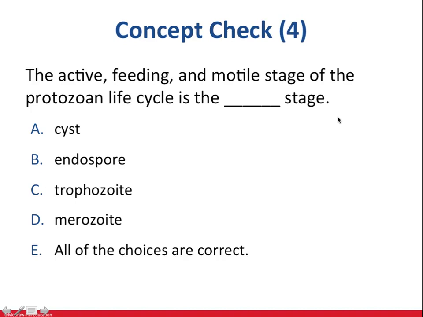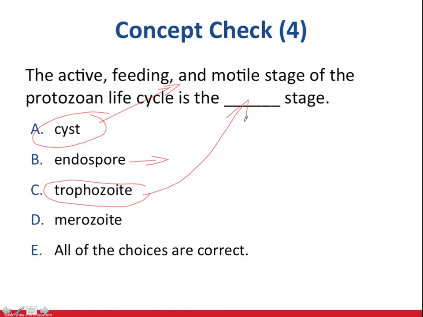Now let's work on this question. The active feeding, multiplying stage of the protozoan life cycle is what stage? I give you 5 seconds. The cyst is not for this stage. Cyst is for the tough condition. The endospore is for the fungi. And trophozoite, yeah, trophozoite. Once the protozoa is in the optimal condition, they can eat, they can drink, and do their own activities.